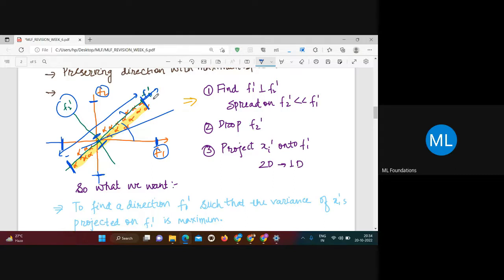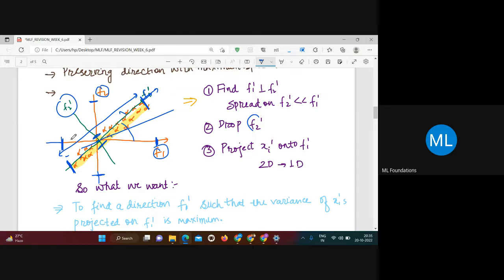So here also we need just one direction, where F1 dash is the spread that we have already discussed, and we are dropping F2 dash and just keeping one dimension. So here also we just converted from 2D to 1D. We were having two dimensions, and we have converted to one dimension.